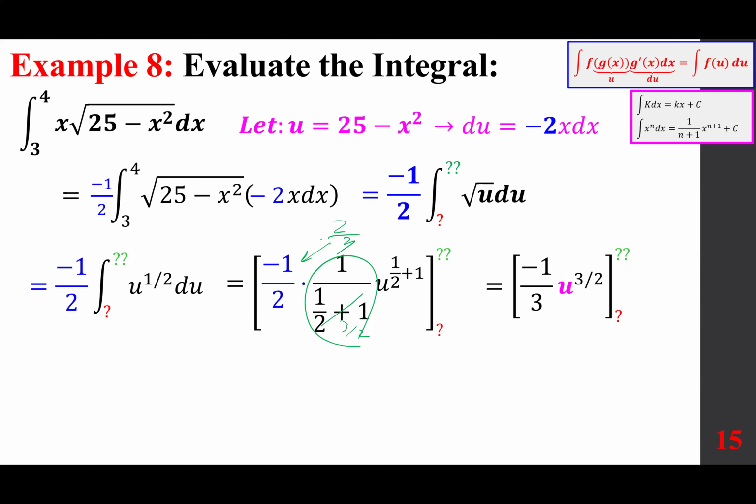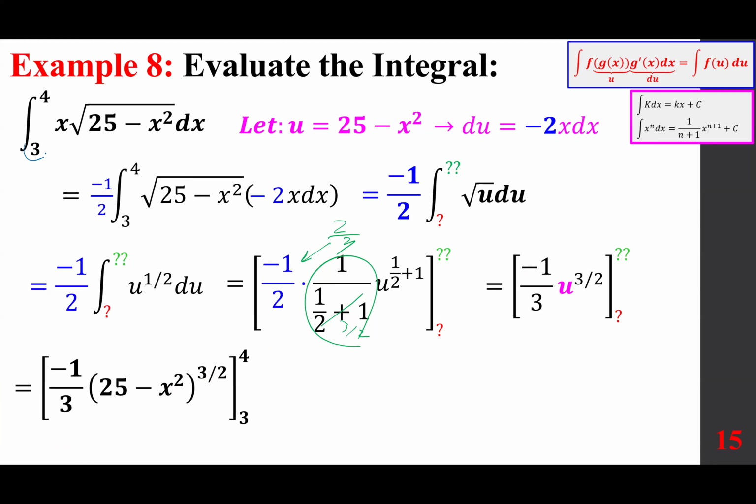So what are the new limits? For now, we're going to ignore that. And we are going to go back to the original u and the original limits 3 and 4. So negative 1/3 times 25 minus x squared to the power of 3/2, and then 3 to 4. So we can go back to the original function as u and the original limits and evaluate them. We can evaluate them, we are fine. But I want to go to the new limits. I want to show you how easy it is to deal with the new limits.